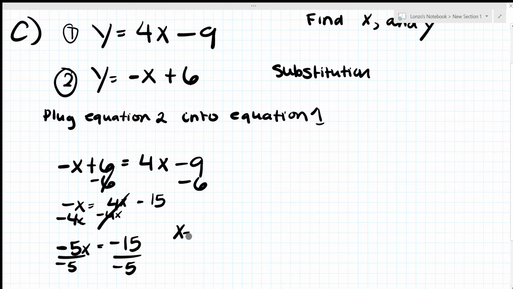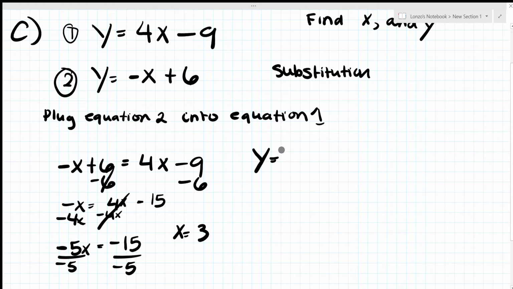And I'm going to get x equals positive 3. Okay, so we're not quite done yet. We've got to find our y variable. So what I can do is plug x equals 3 into either equation 1 or equation 2. I'm going to just plug x equals 3 into equation 2. So that'll give me my y value.